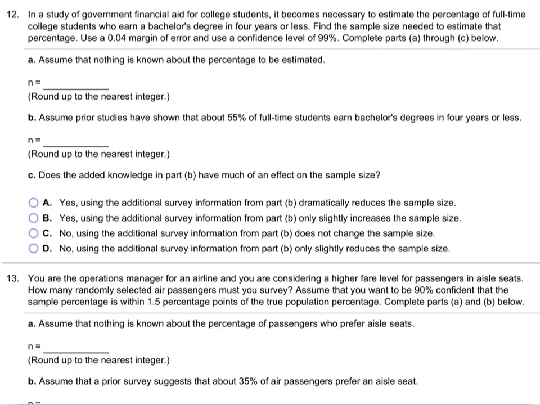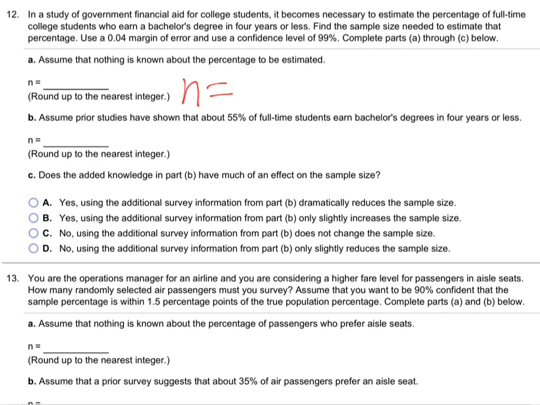On number 12. So in the study, we don't know the details. They're asking for n. So let's dive in. If I'm going to write n, I'm going to write the n formula here. And there's two cuts.